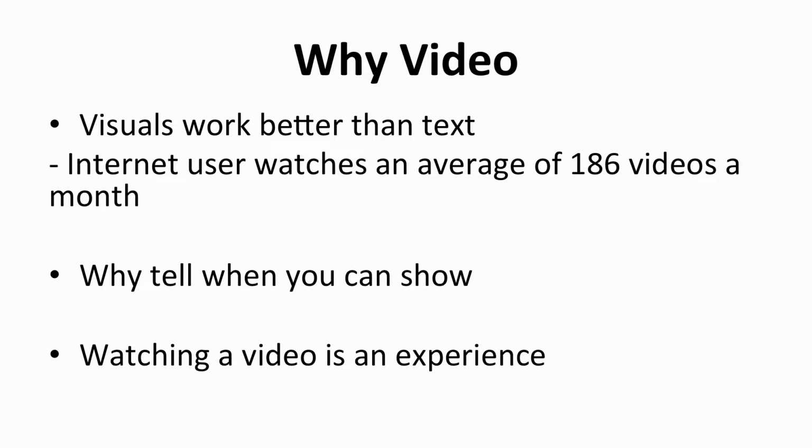The internet user watches an average of 186 videos per month. This is a stat according to Comscore Inc., a global digital market measurement service. You can see that there is a trend here. People are naturally more inclined to watch videos than to read. So why tell when you can show them? Showing a short video is much more effective than presenting long texts.